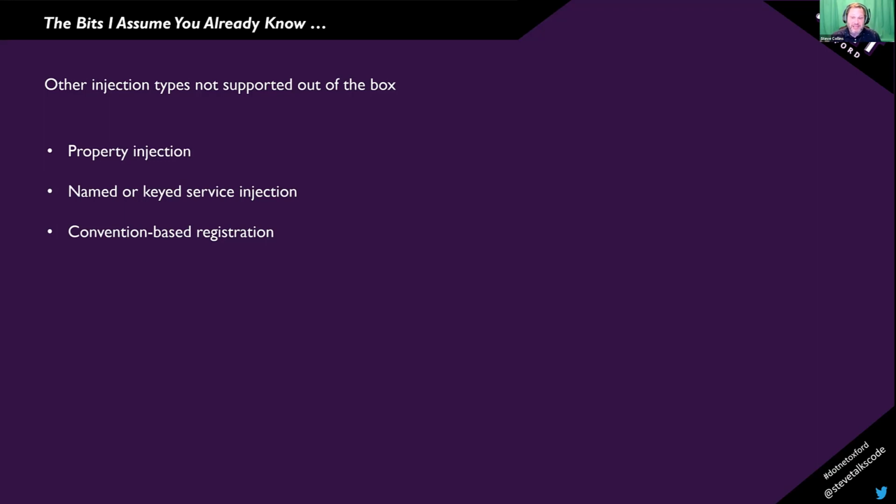Next, we have named or key-based injection. This is where you identify your dependency by using some key value. Typically, it's a string or an enum, or a constant value of some description.